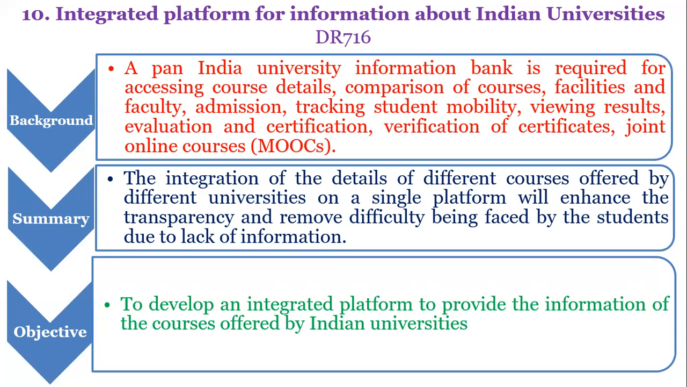In summary, the universities in India provide various courses on different disciplines, and the students have to compare these courses on the basis of various parameters. The courses range from bachelor's and master's to PhD courses. The integration of these details on a single platform will enhance the transparency and remove the difficulty being faced by the students due to lack of information. Finally, the objective of the problem statement is to develop an integrated platform to provide the information of the courses offered by the Indian universities.